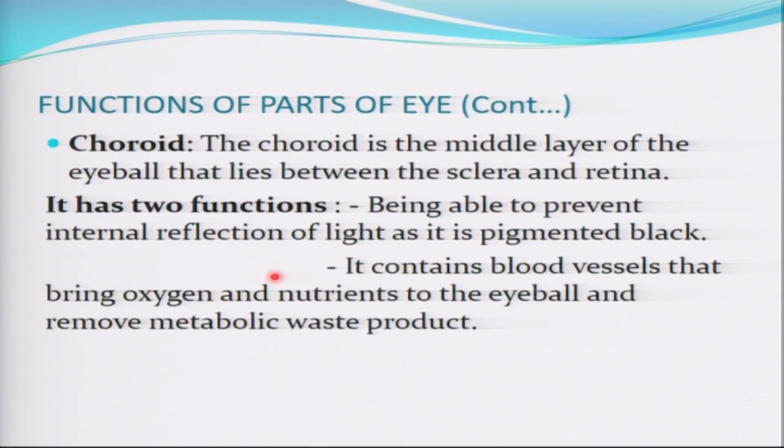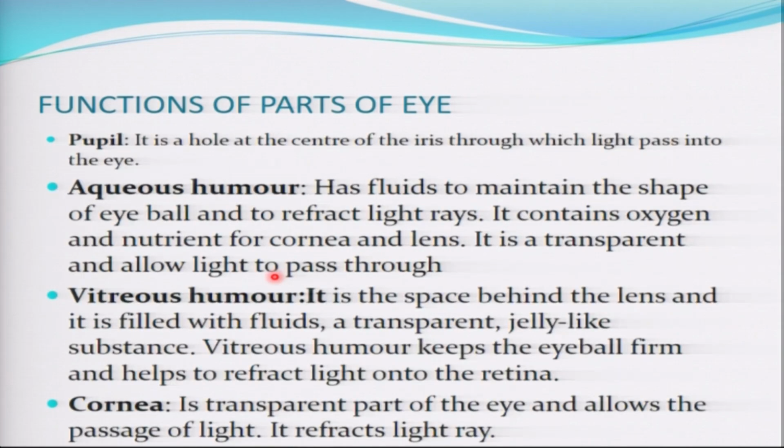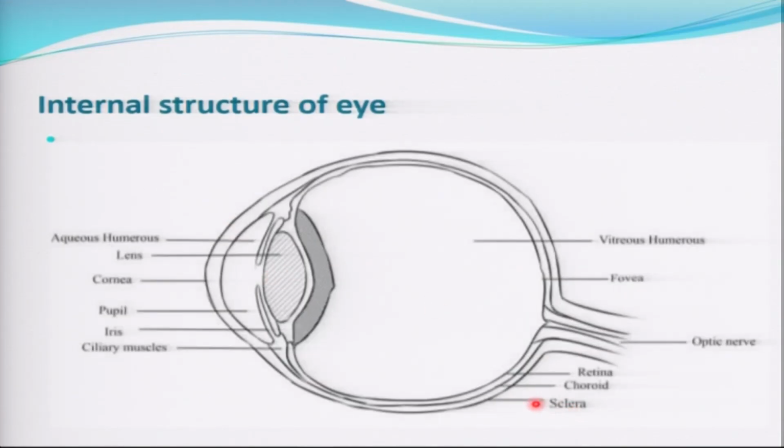Now, we have also what we call the choroid. We have seen the choroid is the middle layer of the eye. It lies between the sclera and the retina. Remember, the sclera is the outer layer of the eye, and the inner one is what you call the retina. Then you have the choroid, which is the middle one. You can see it on the diagram. This is the choroid here. So what is the importance of this one?